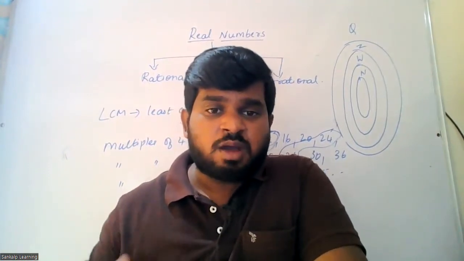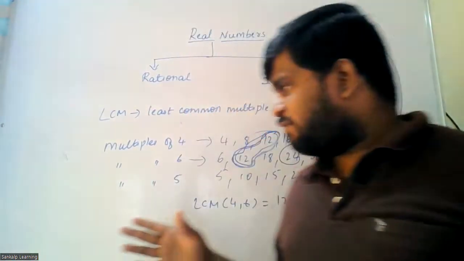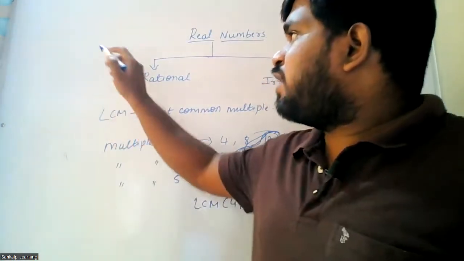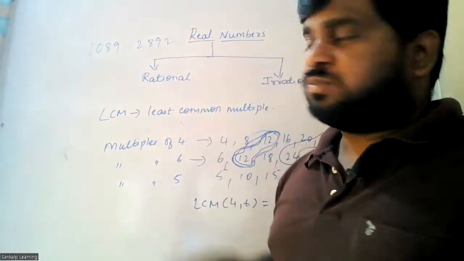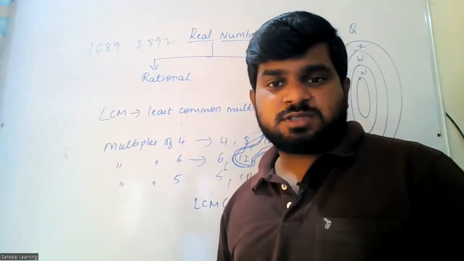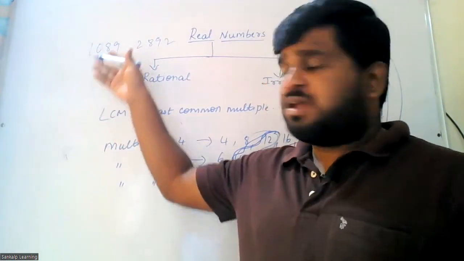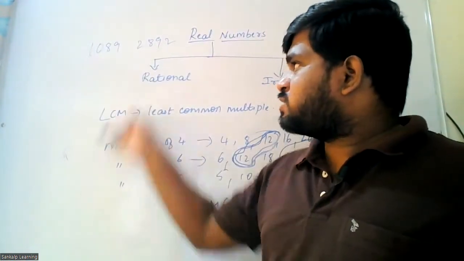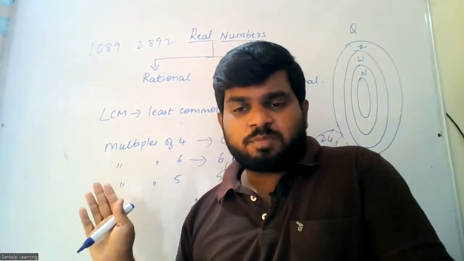very big numbers. What I have given here are very small numbers. Suppose here I have given you the LCM of 4 and 6, which is 12. Easy. Instead of that, if I ask you LCM of 1089 and 2892, can I write the tables of this 1089? 1089 ones are 1089, 1089 twos are 2178 or something. Can I keep doing that like that? And the same thing, write the tables of this, write the tables of this, and find which is the first number that comes in both. It is not possible, right?